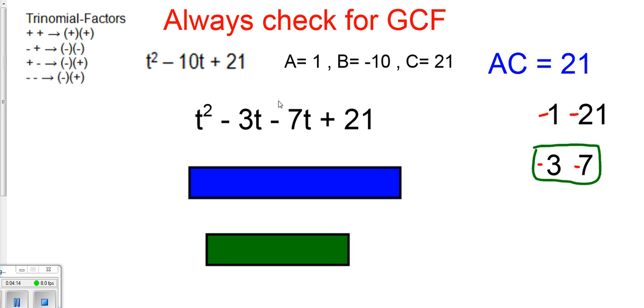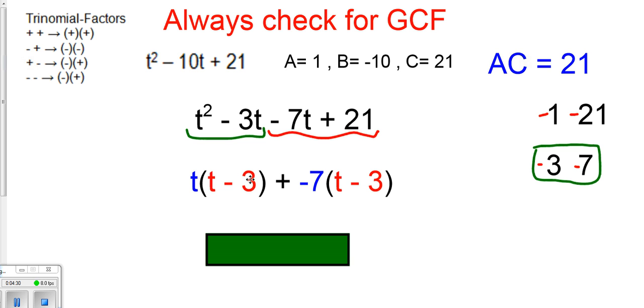So this became 4 different terms, and now we can factor it by grouping. Here is our first group, and here is our second group. In the first group, what can we take out of both of those pieces? Well, we can take t out, leaving t minus 3. In the second group, what can we take out of both of those? We can take negative 7 out, which leaves t and minus 3. Because this times this is this times this makes this. Same thing over here. Now, we have t minus 3 in both cases.